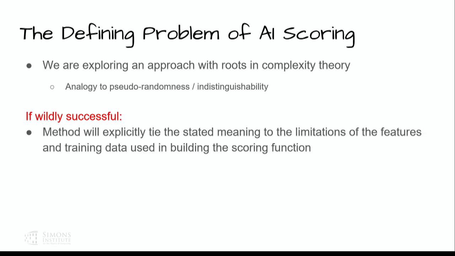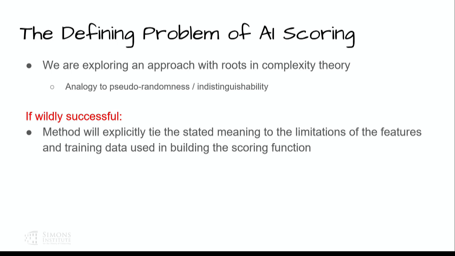first of all, the method will explicitly tie what we give as the stated meaning of the individual probability to the limitations of the features and training data that are used in building the scoring function. Something I meant to mention with the tumor example of 70% and 40% is this incredibly important point that what you measure matters. We've heard this over and over again. We heard about it in the context of the Allegheny County algorithm for screening calls for child abuse and neglect: the information available about a poor child and a poor family is vastly greater than the information available about a wealthy family that has access to private insurance, for example, and private drug rehabilitation programs. So we see immediately, even in that simple example, how the choice of features matters enormously.